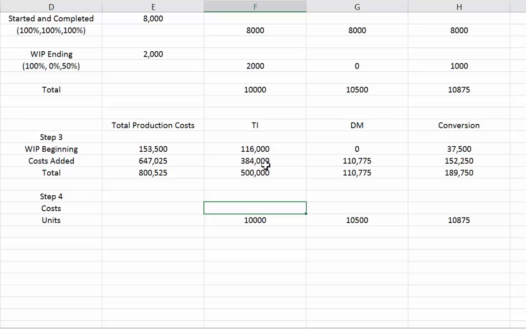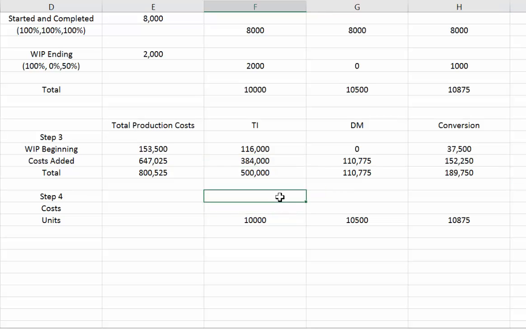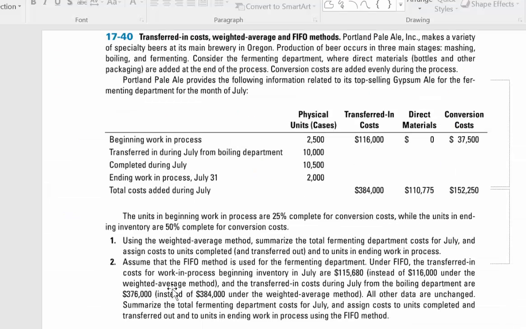For the cost, it's a little tricky here. You're not going to use WIP beginning, because as I said, whatever has been completed, that's it. So you're only going to consider those three numbers. I think I might have mistaken something. I apologize, if you go to the slide, for the FIFO, instead of 116,000 and 37,500, we're going to use these numbers. So I have to make corrections.